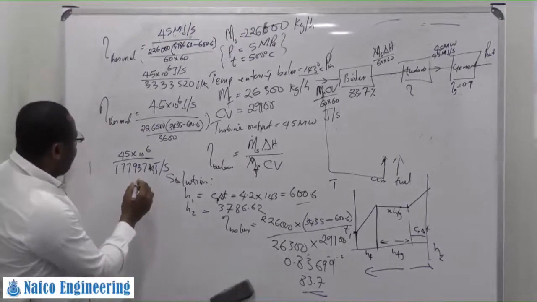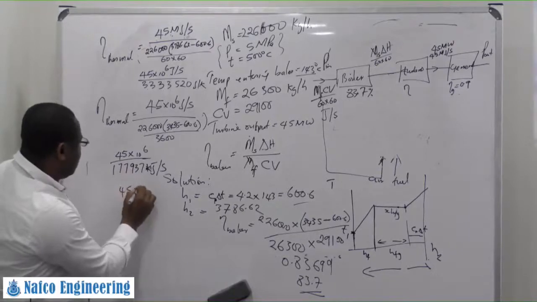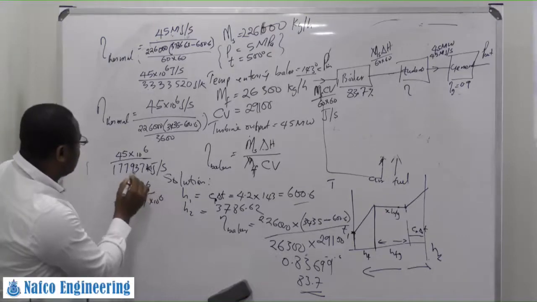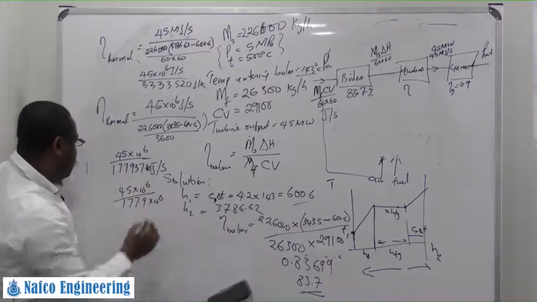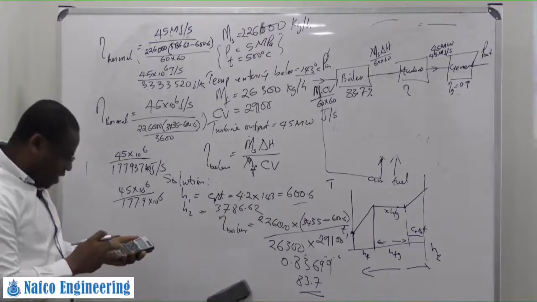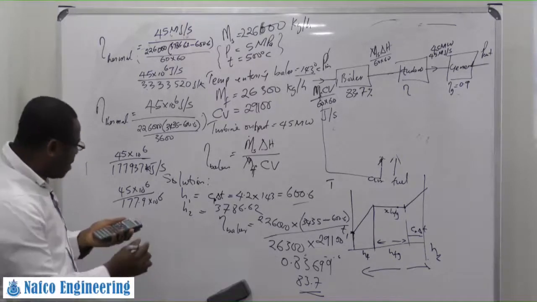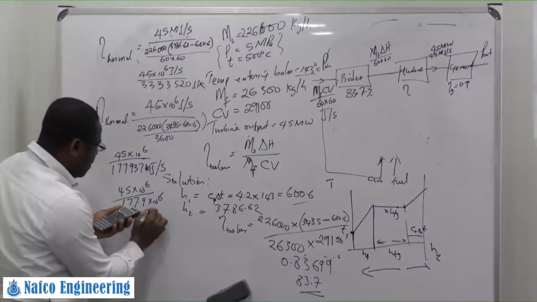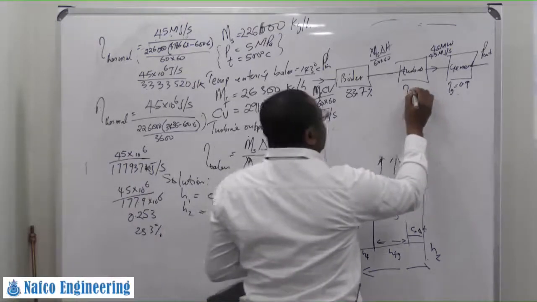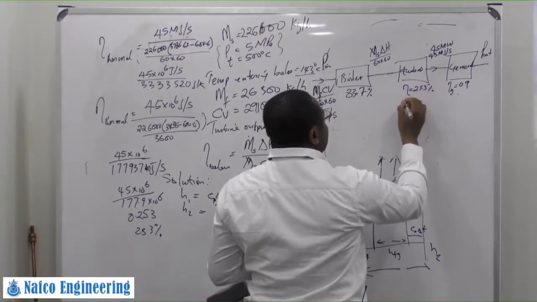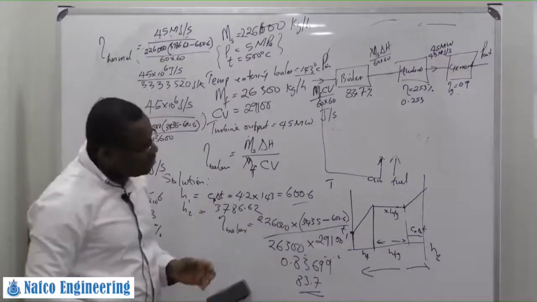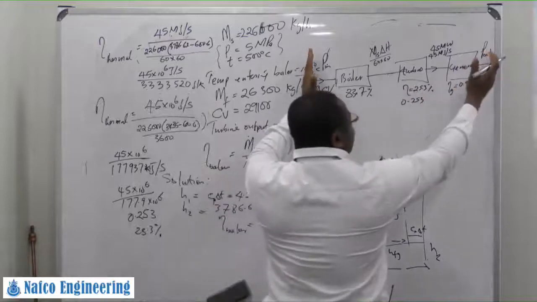So you have that to be 45 times 10 to the power 6 by 177.9 times 10 to the power 6 also, because this is 1, 2, 3, kilo. All right, so we can now divide 45 by 177.9. Okay, so you get about 0.253, or 25.3%. So here will be 25.3% or 0.253. Okay, now the next question is to calculate the overall efficiency of the station.